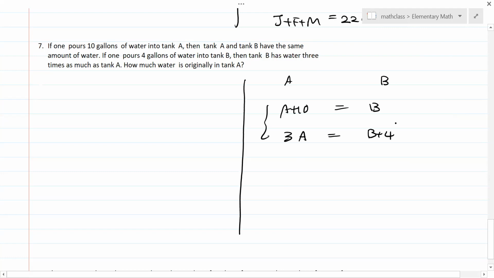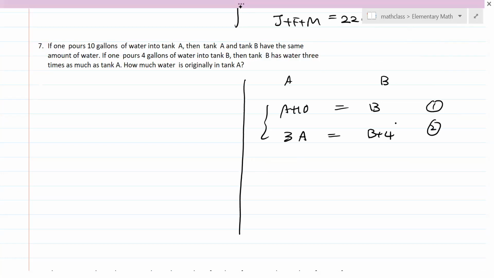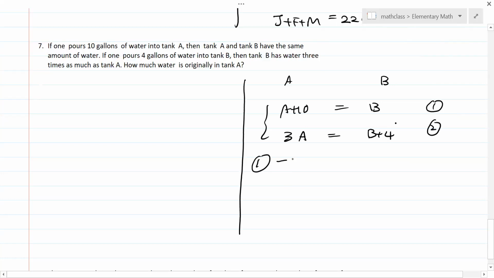Now, how do you solve this problem? This time I'm going to use subtraction, okay? So equation 2 minus equation 1, let's do it this way. Or equation 1 minus equation 2, then you get a negative number. It really doesn't matter which one's first. So let's try this. Equation 1 minus equation 2. A minus 3A is negative 2A, right? Then 10 is still there. And then B minus B is gone. B minus 4, here's negative 4.